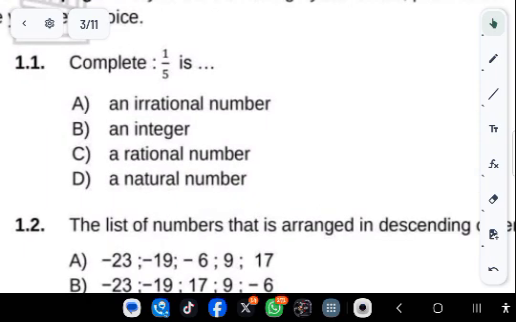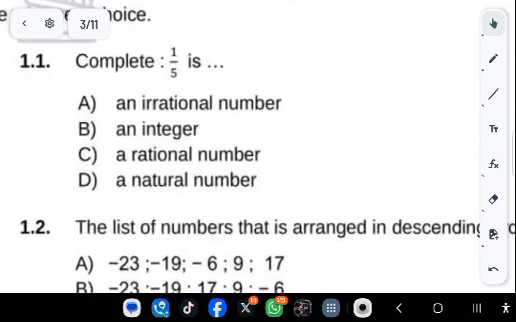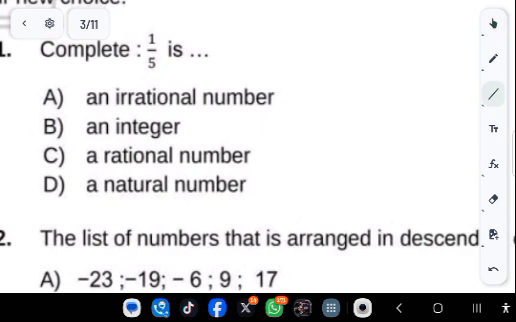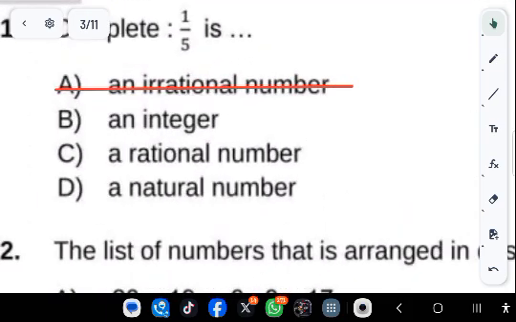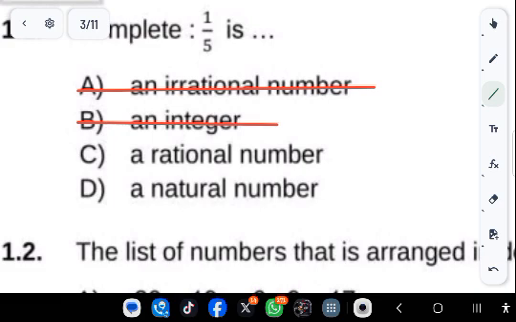Now the best way to answer multiple choice questions is to first eliminate those that you know are totally wrong, so you have fewer options to work with and make a decision on. Now complete. 1 over 5 is it an irrational number? It's definitely not an irrational number, so let's cross that off. Is it an integer? No, it's not an integer, because integers must be full numbers and not fractions.